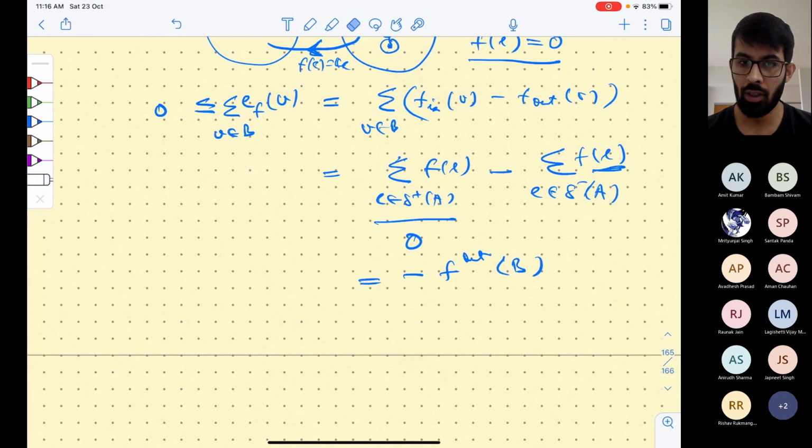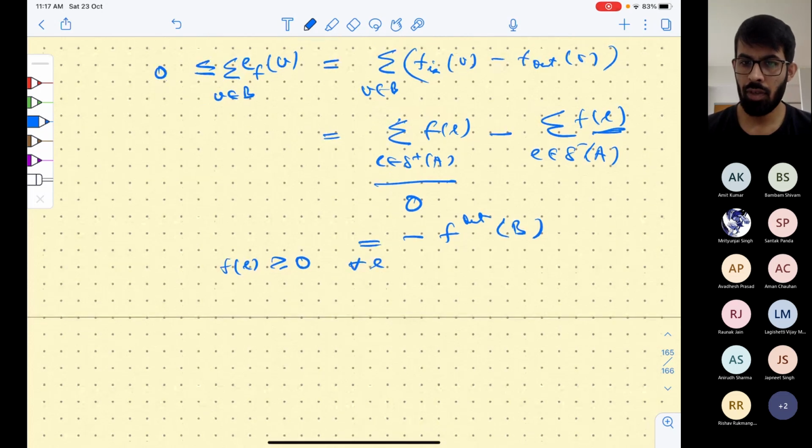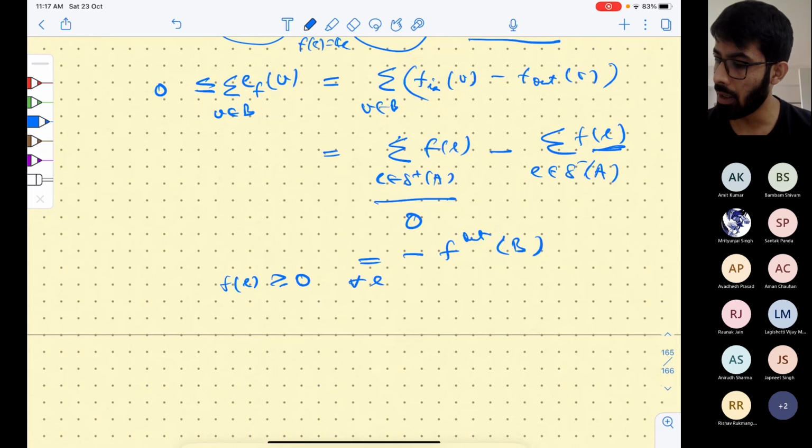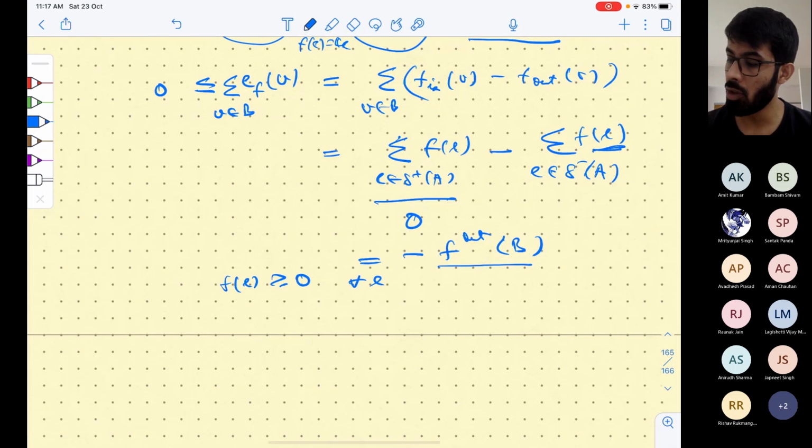And since flow is already non-negative, F of E is greater than or equal to 0 for all edges, so we get that from this. Now this is of course a positive quantity. This is greater than or equal to 0. That means the summation of excess of V, V belongs to B, is equal to 0. That means B does not have any vertices with excess.